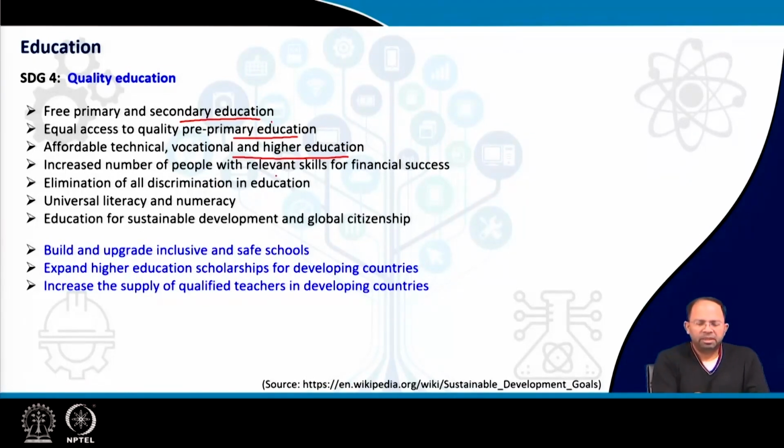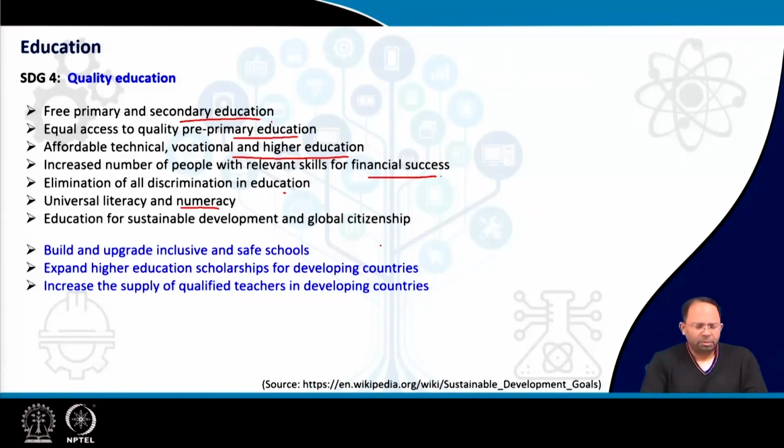Increased number of people with relevant skills for financial success. Elimination of all discrimination. Universal literacy and numeracy. So, it's not just that we have to make sure that people who have been left out should also be made literate, they should also be given basic knowledge of numeracy. Education for sustainable development and overall global citizenship.